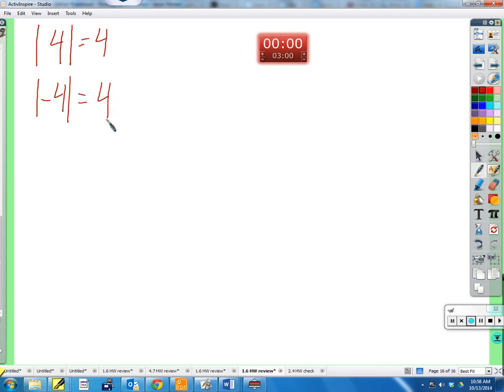4. Okay, it sounds like we have a chorus of people understanding what absolute value basically is. It's just a distance from 0, right? If I'm at 4, I'm 4 away from 0. If I'm at negative 4, I'm still 4 away from 0. That's the distance from 0, distance that we count as positive.